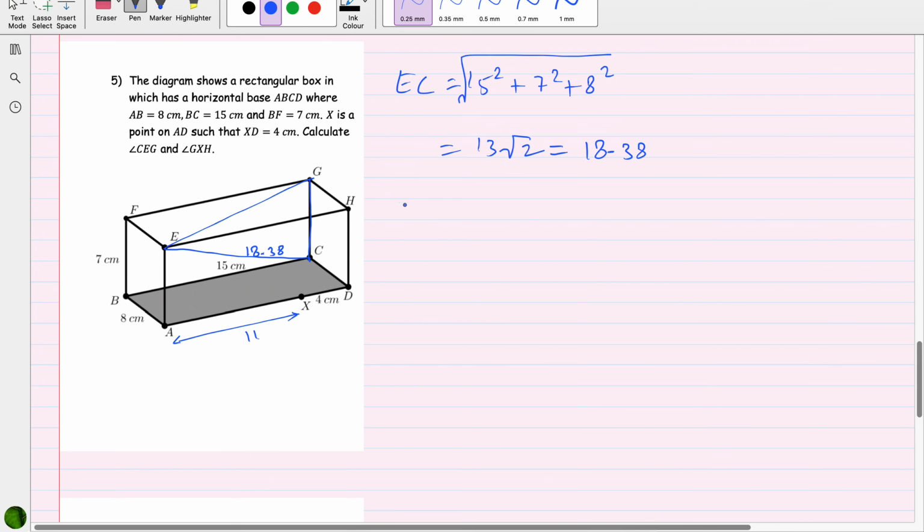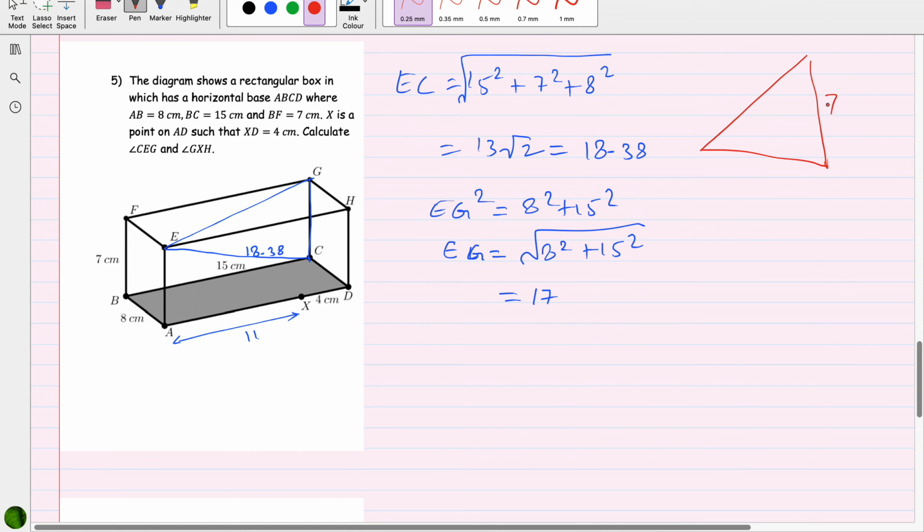Now I need the length of EG. So EG squared is equal to 8 squared plus 15 squared, Pythagoras theorem. So EG is equal to the square root of 8 squared plus 15 squared, that is a perfect 17. Now you extract this triangle out.